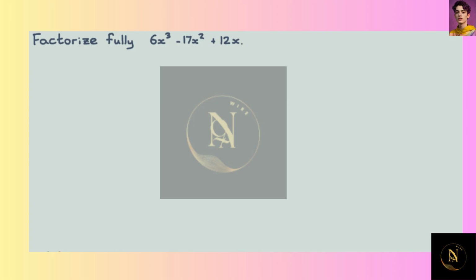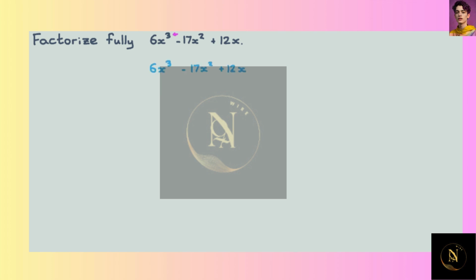Factorize fully 6x cubed minus 17x squared plus 12x. In this question, we are asked to fully factor an algebraic expression, and we can start by noting that there is only a single variable of x, and the powers of x that appear in the expression are 3, 2, and 1. So, this is a single variable cubic polynomial.